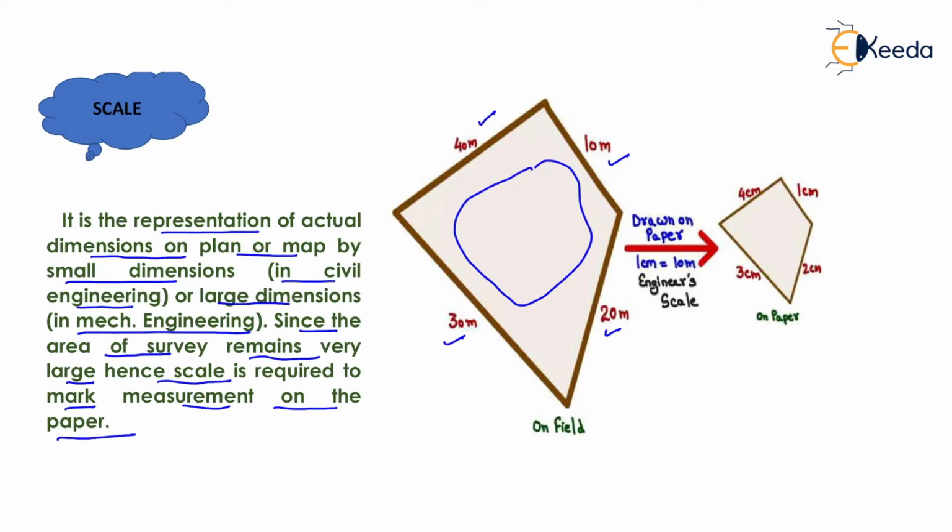So we had used an engineer's scale here, that is 1 centimeter on sheet represents 10 meter on ground. So if this distance is 40 meter, then in sheet we will mark this distance as 4 centimeter. Similarly, for this 10 meter distance we will mark 1 centimeter. For this 20 meter we will mark 2 centimeter, and for this 30 meter we will mark 3 centimeter. So by using a scale, we will easily mark all the dimensions in our sheet or paper.